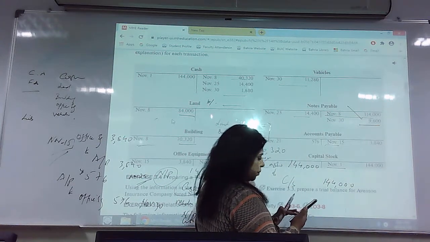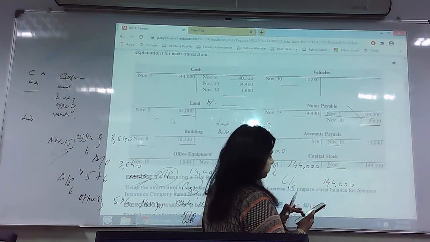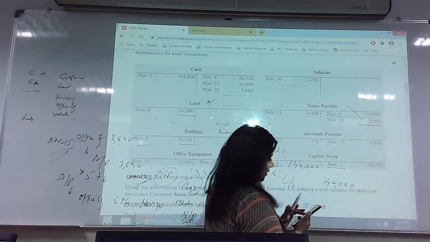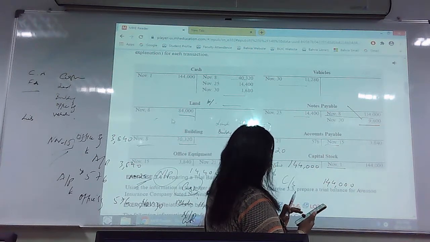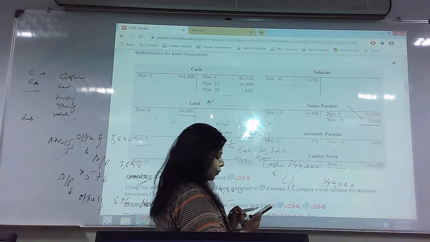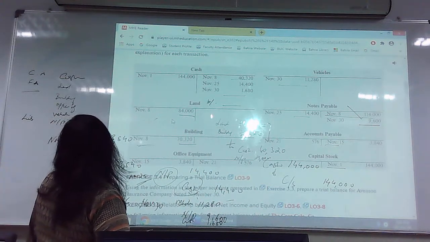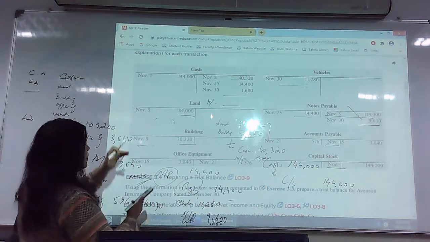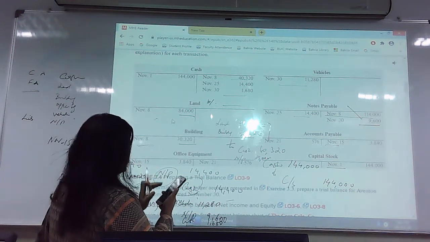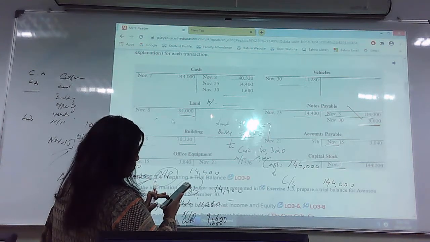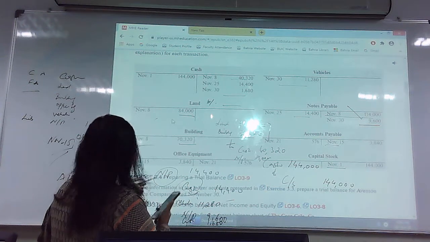So now for instance, what would the notes payable be? It's going to be 114,000 plus 9,600 less 14,400, and you get 109,200. So now your notes payable would be 109,200, okay. Similarly, what was the cash? It's 144,000 less 4,320 less 14,400 less 1,680, and you get about 87,600.